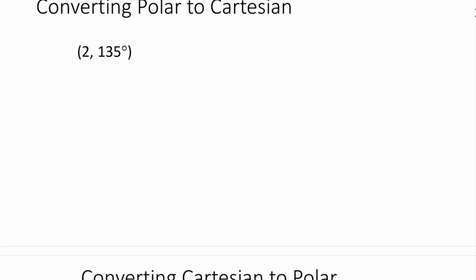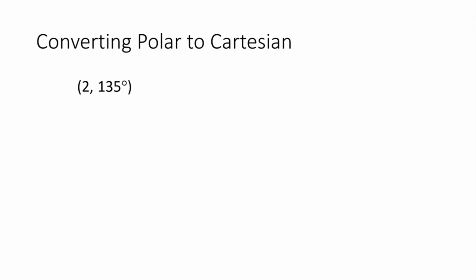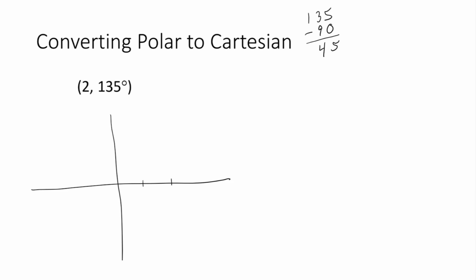So let's do it this way. A lot of times you're given just the problem without the graph, and you've got to put the graph together. So we draw ourselves a little polar plot here. It's 2 out, and 135 degrees. So 135 minus 90 is 45. It's going to go around 90, and then around another 45. So there's my 45, and there's the 2. I'm going to draw that prettier.